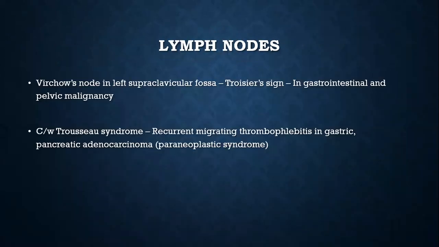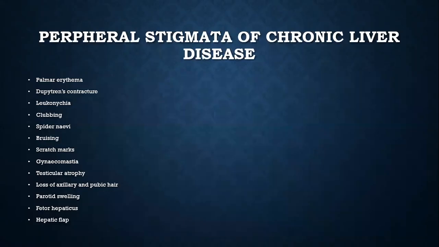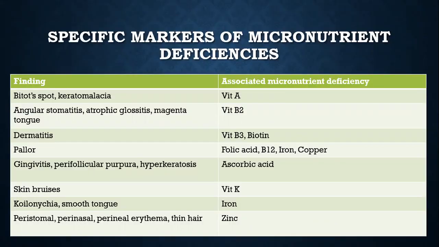So having finished all this, the last point I told: for any system, we'll have to look for a few things specifically. For example, in CVS, we'll have to look for markers of infective endocarditis. In the respiratory system, markers of tuberculosis. In GIT, we'll have to look for markers of micronutrient deficiencies and stigmata of chronic liver disease. So this is a summary table from Hutchison.